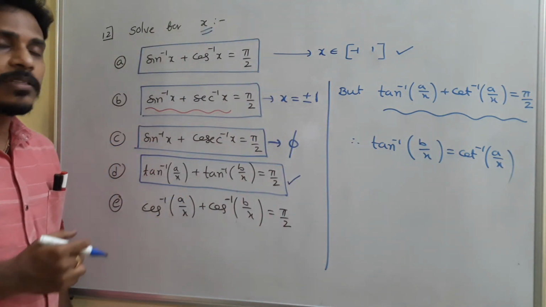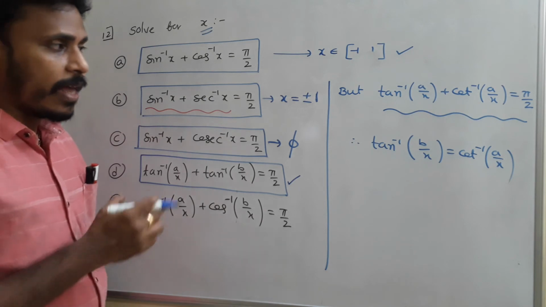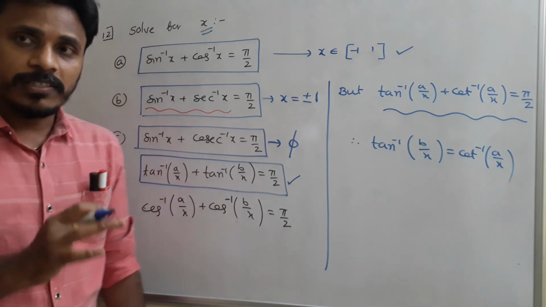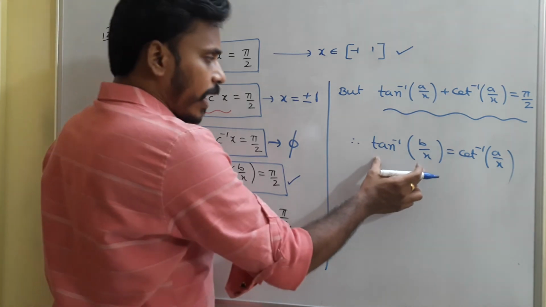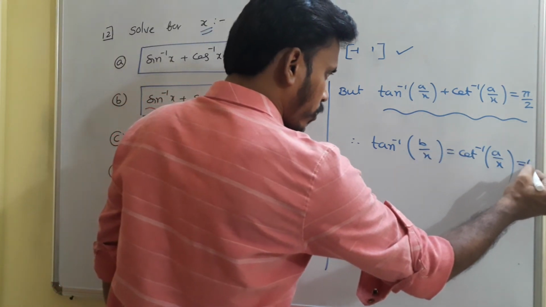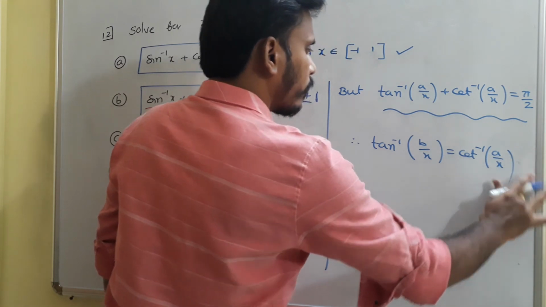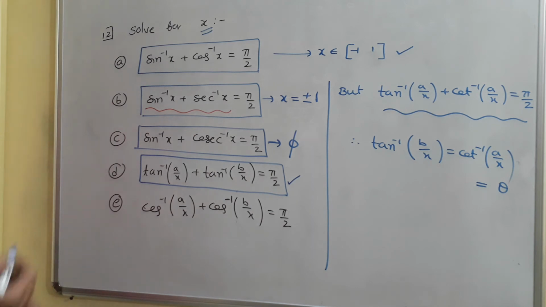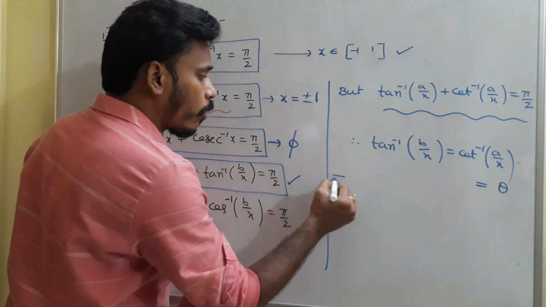Tan inverse of b by x is equal to cot inverse of a by x. They are equal and we are trying to find the value of x. So for some time, just consider that tan inverse of b by x is equal to cot inverse of a by x is equal to some theta. If those two are equal to theta, then what will happen?